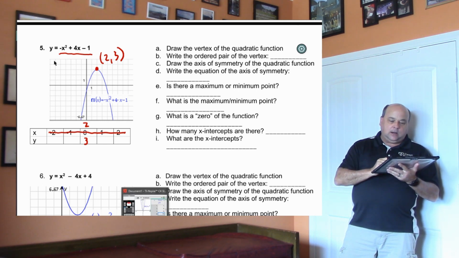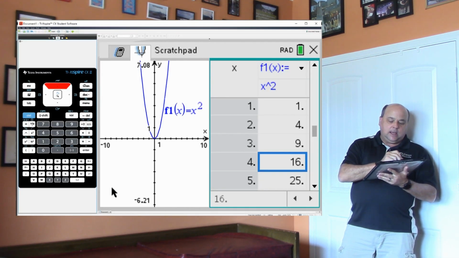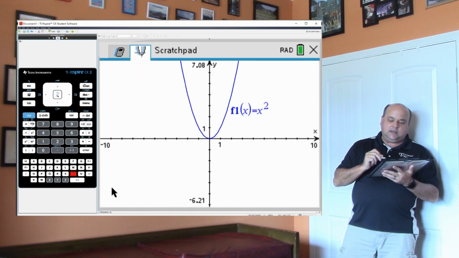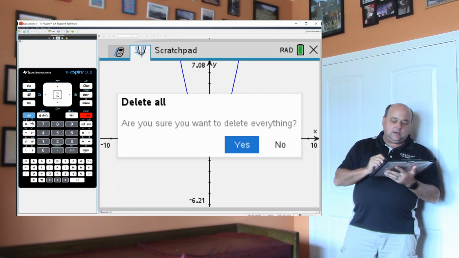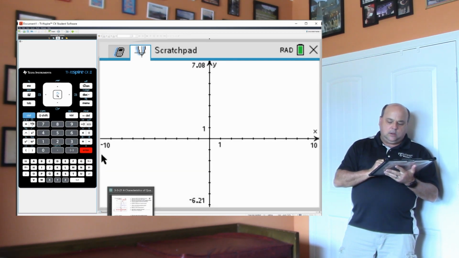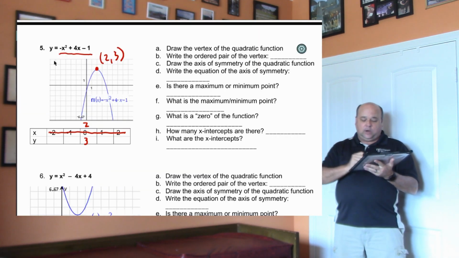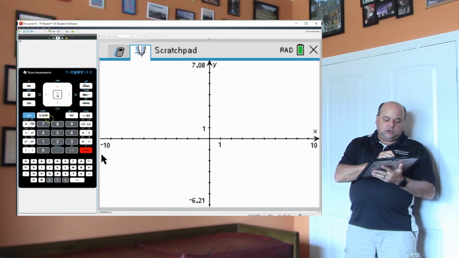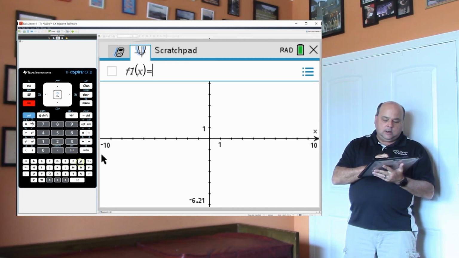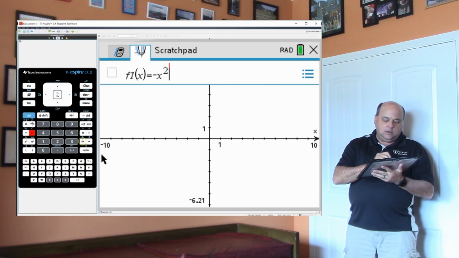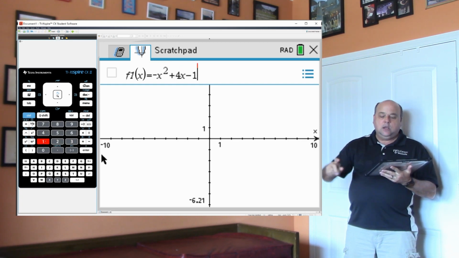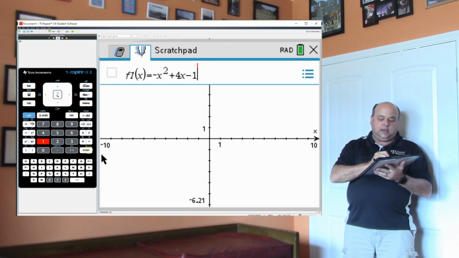Now then, go to your calculator, and it's -x². I'm going to hit Control-T, get rid of my table, delete, delete, delete. Delete everything. Now then, I'm going to go -x² plus 4x minus 1. So hit Tab, -x², is it plus 4x? Plus 4x minus 1. So I got the equation in the calculator, hit Enter.